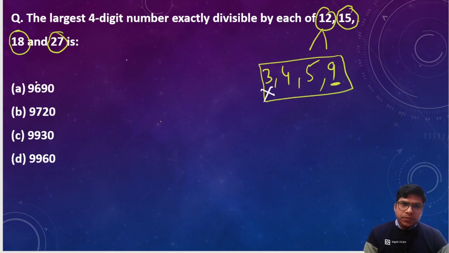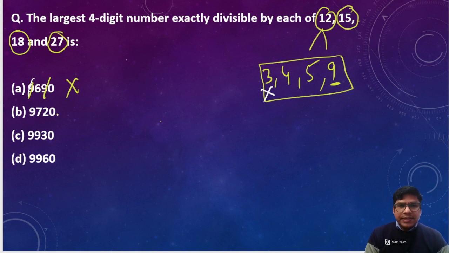So if you go through the first option, this is divisible by 9, but the remainder here is 6. So this cannot be our answer, because the given number is exactly divisible by 18. If the given number is exactly divisible by 18, then that number must also be exactly divisible by a factor of 18, that is 9. So this cannot be our answer, because this is not exactly divisible by 9.